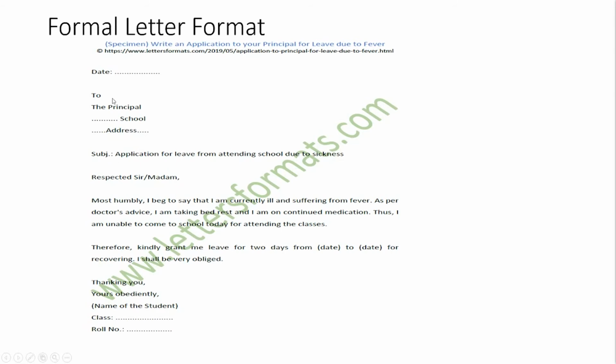This is taken from a net, from a site on letter formats. They have not written the full word, so you have to write the full word. Remember it. Bear in mind that you have to write the full word subject. Application for leave: you have to start with a capital letter, Application, and for leave from attending school due to sickness, or due to fever, or due to a strong headache.